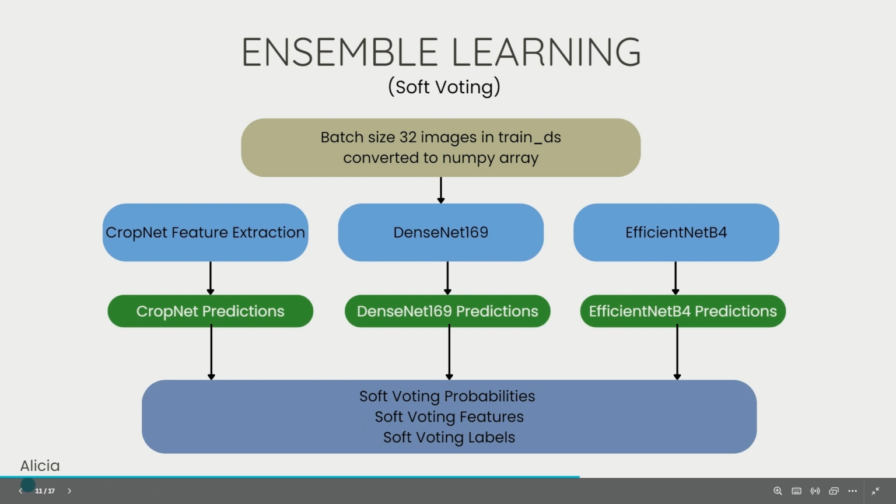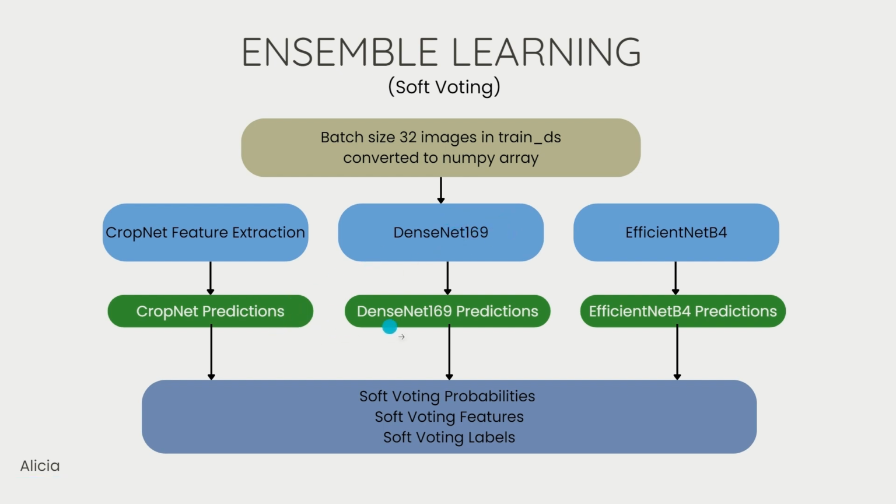Armed with the three models, we decided to implement soft voting, passing the batch training data into each of the three models, then giving each of the model predictions a weight. Since the CropNet is the best performing model individually, we gave it the highest weight, followed by smaller weights for DenseNet and EfficientNet. Although the smaller weights may seem to imply that these models are insignificant, they play an important role in refining the ensemble.